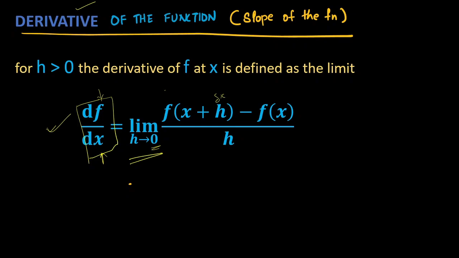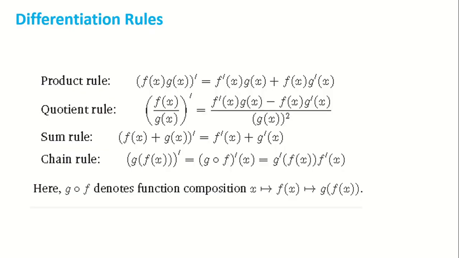Okay, and there are some basic rules in differentiation. Okay, there are mainly four rules. One is the product rule, then quotient rule, sum rule, and chain rule. Okay, we have a combination of functions, and if we want to find out the derivative of them, we can make use of these rules.